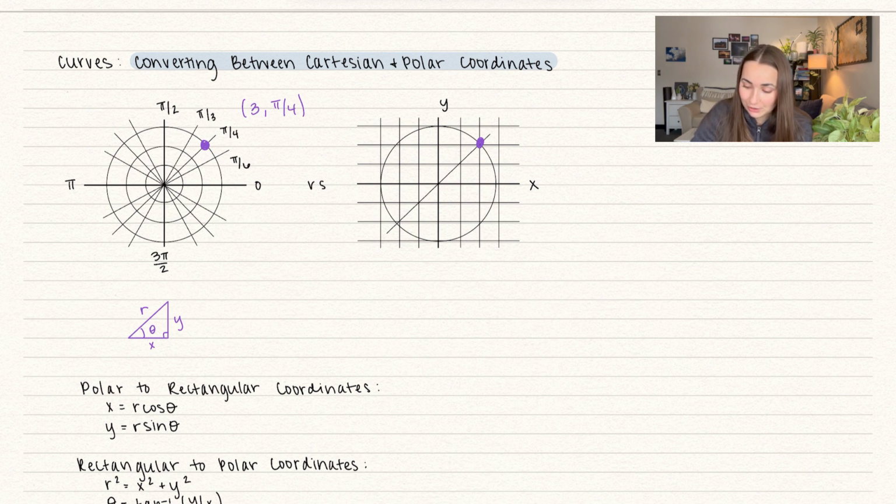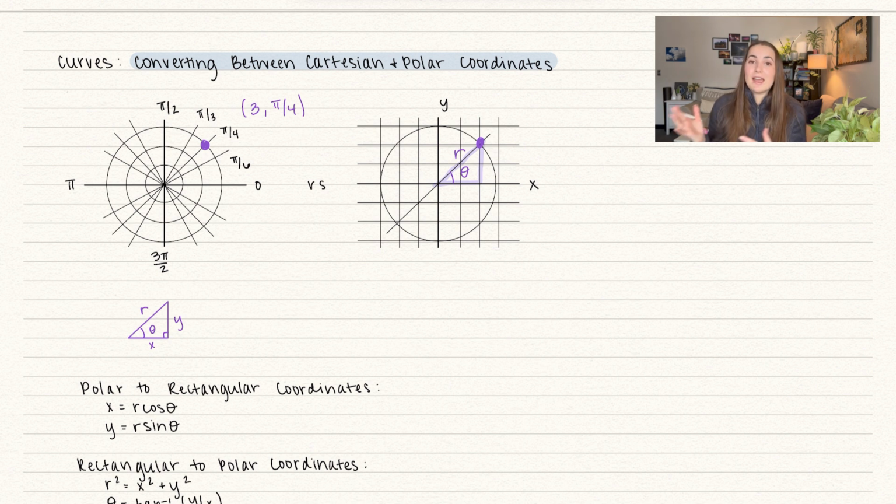Well, guess what we're going to do? We are going to go ahead and draw a right triangle. Yay, everybody loves right triangles. So in our right triangle, we have that the radius is going to be the distance from the origin to the point. And we also have the angle is going to be theta.